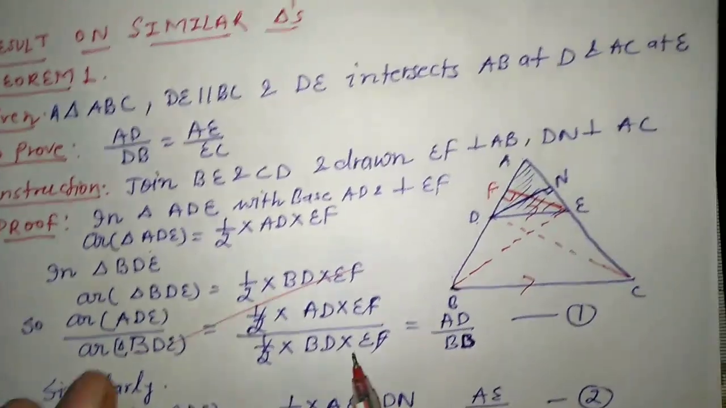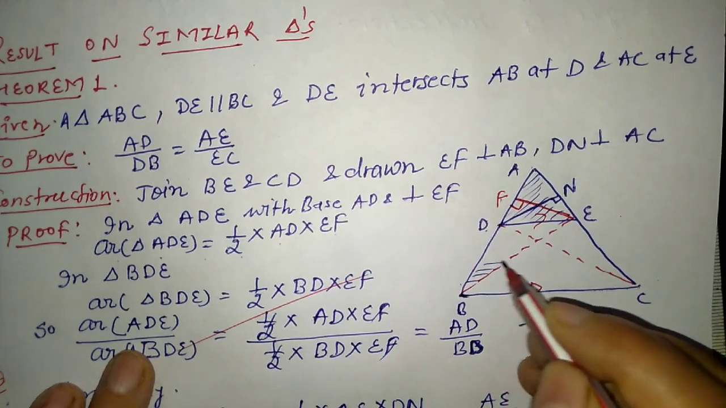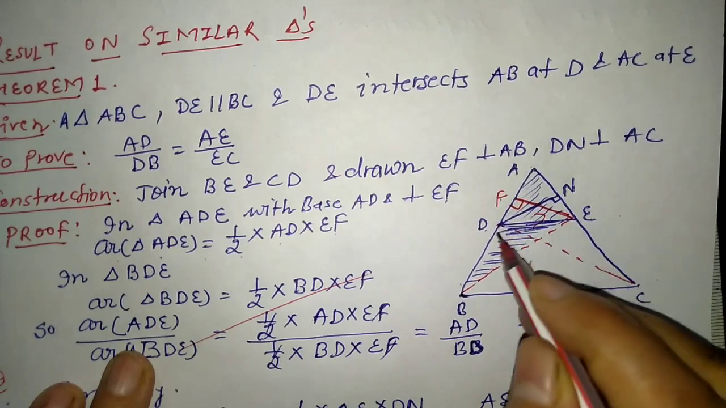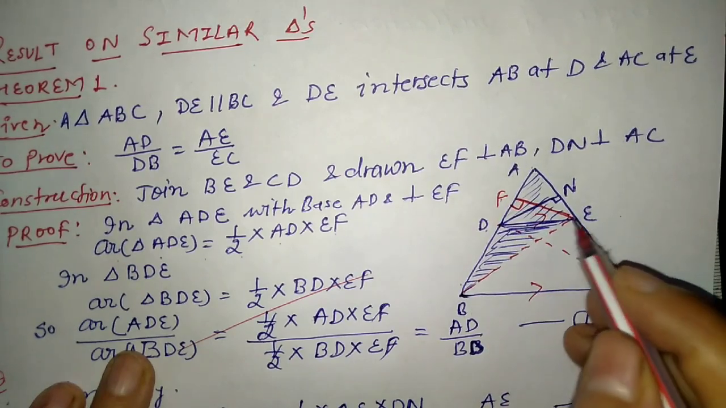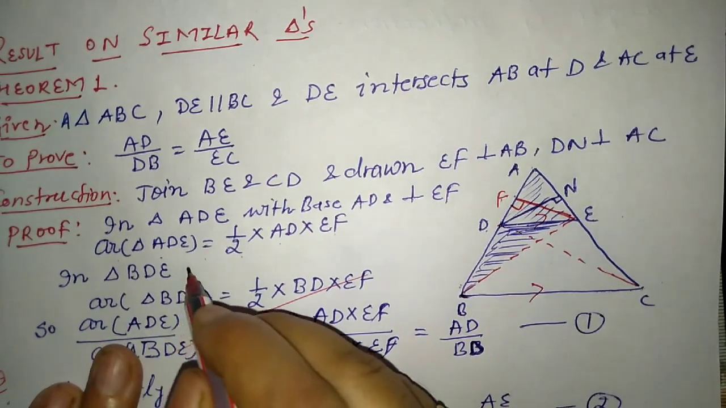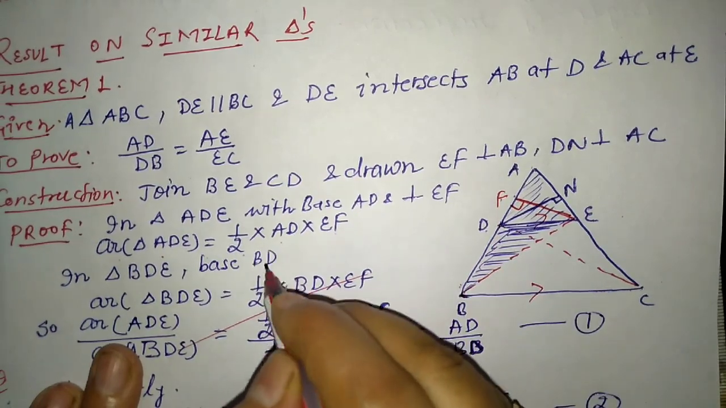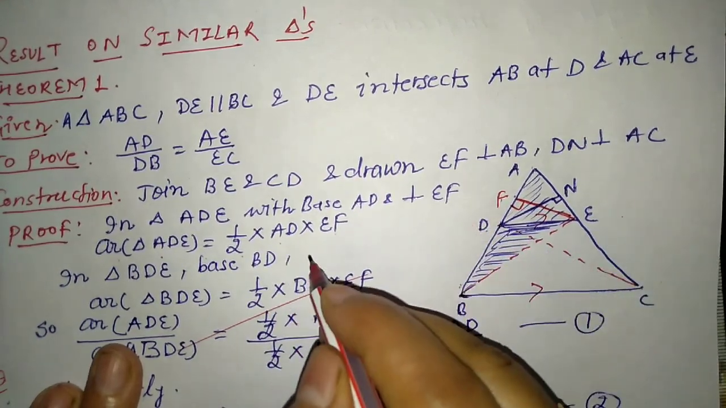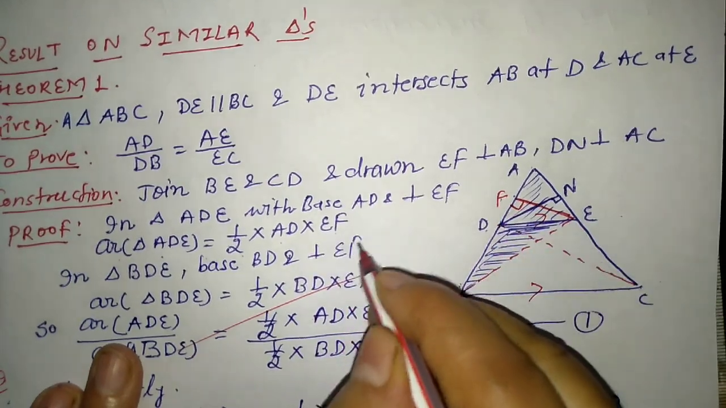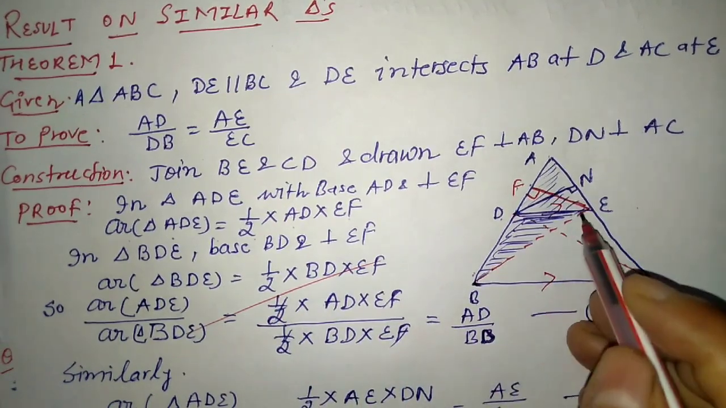Similarly, we will take triangle BDE. Which triangle is BDE? BDE is this one. This is an obtuse triangle, so the perpendicular is outside. In triangle BDE, the base is BD and the perpendicular is the same, that is EF. So again in triangle BDE, area is 1 upon 2, base is BD and height is EF.